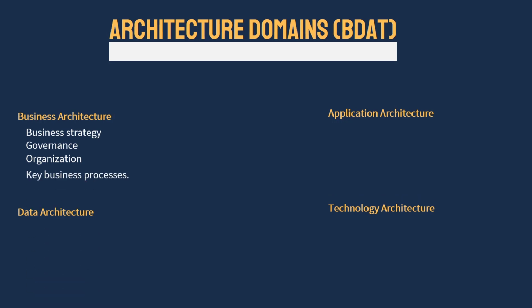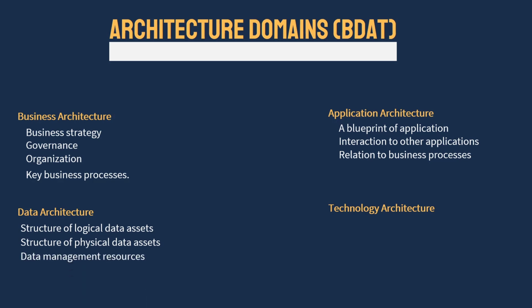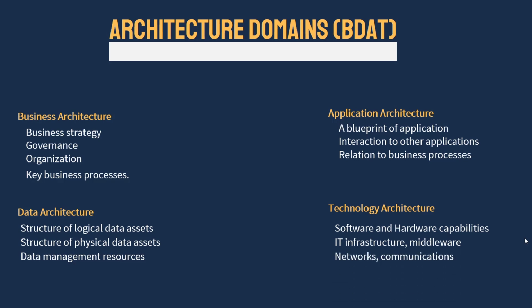Application architecture includes a blueprint of applications, interaction with other applications, and relation to business processes. Data architecture includes the structure of logical data assets, the structure of physical data assets, and data management resources. Technology architecture includes software and hardware capabilities, IT infrastructure, middleware, network communication, processes, and standards.